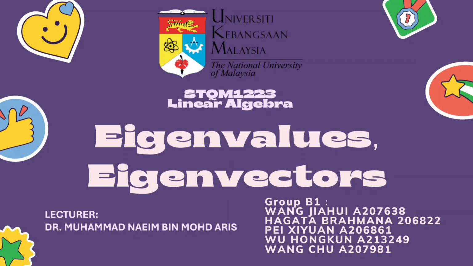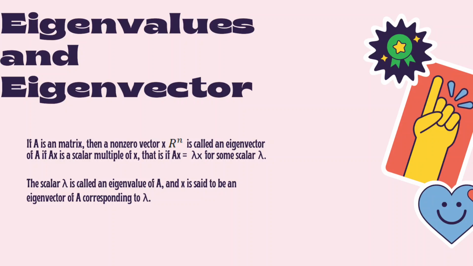Today we will talk about eigenvalues and eigenvectors. If A is a matrix, then a non-zero vector x in R^n is called an eigenvector of A if Ax is a scalar multiple of x. That is, if Ax equals lambda x for some scalar lambda. The scalar lambda is called an eigenvalue of A, and x is said to be an eigenvector of A corresponding to lambda.